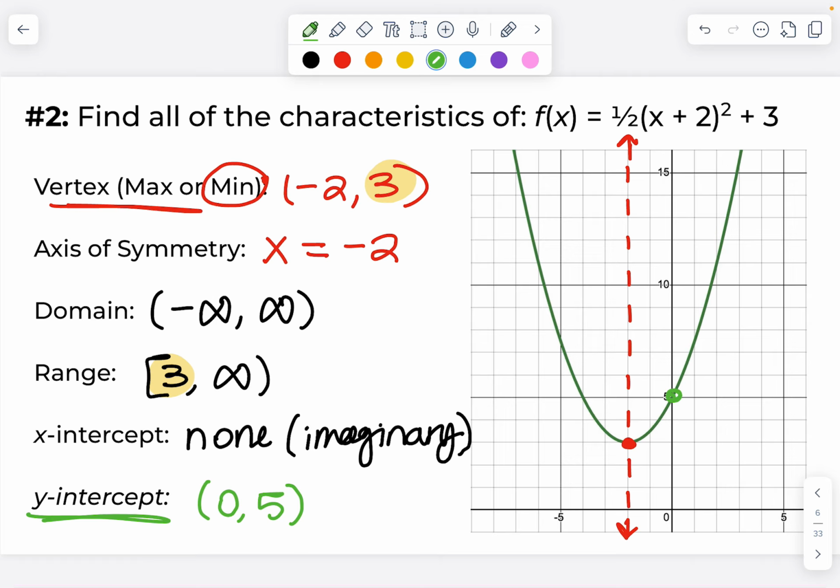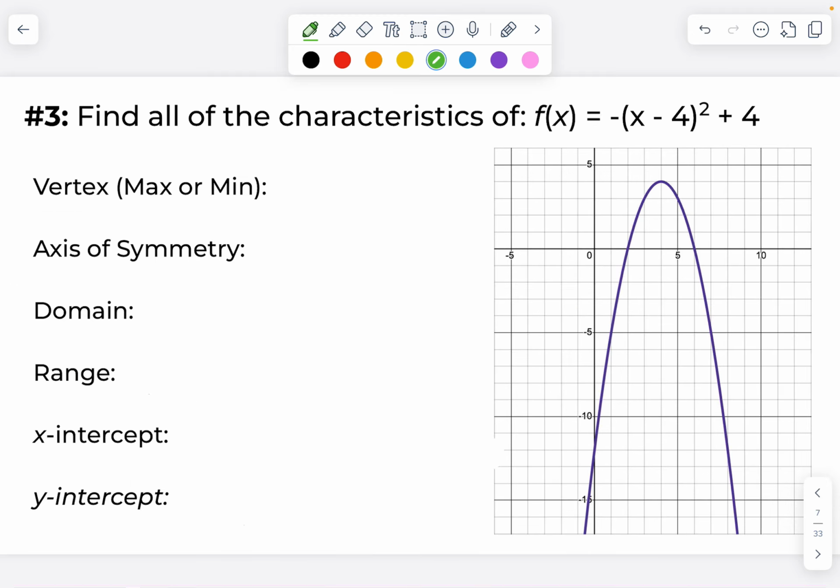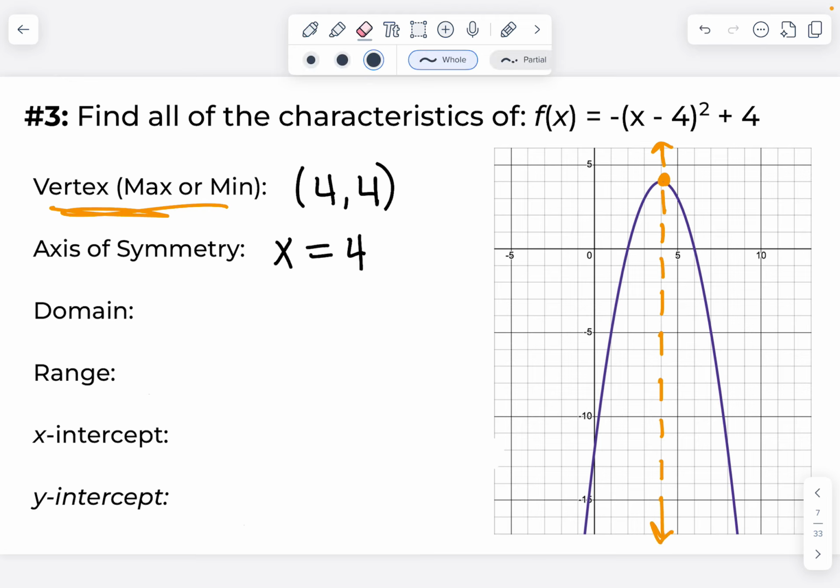All right, so I want you guys to work through and find all the characteristics based off this graph. Take a few seconds and find all of these things. Okay, so the vertex is at 4, 4. This point right here is 4, 4, and that's also the point that our axis of symmetry goes through. So our axis of symmetry is going to be at x equals 4.